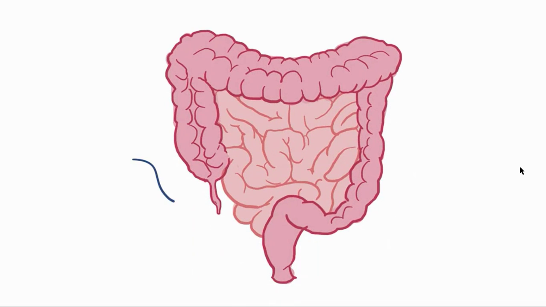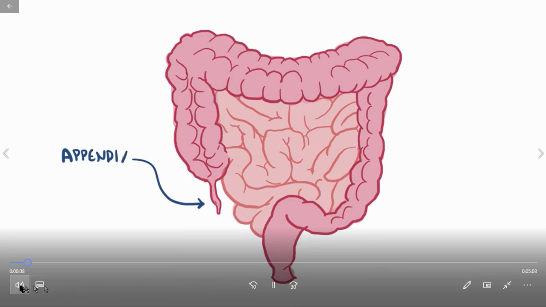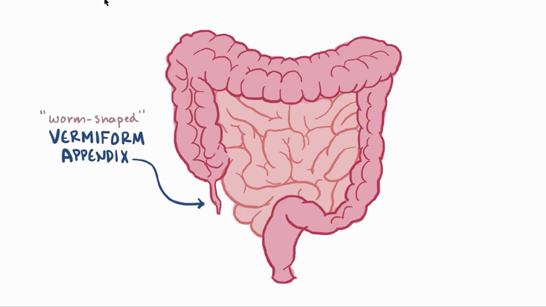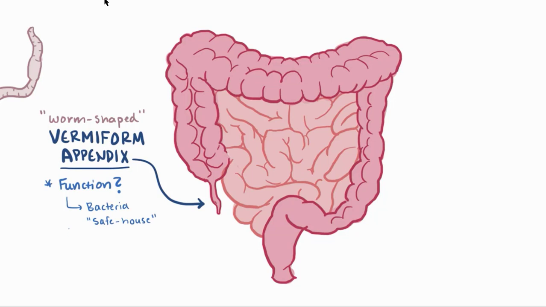The appendix is the little one-ended tube that's attached to the cecum of the large intestine. Sometimes it's called the vermiform appendix, where vermiform means worm-shaped, so that should paint a pretty clear picture of what it looks like. And this odd, kind of cute little worm-like structure's function is actually unknown, though some theories suggest that it might be a safe house for gut flora, and some evidence seems to suggest that it plays a part in the lymphatic and immune system.